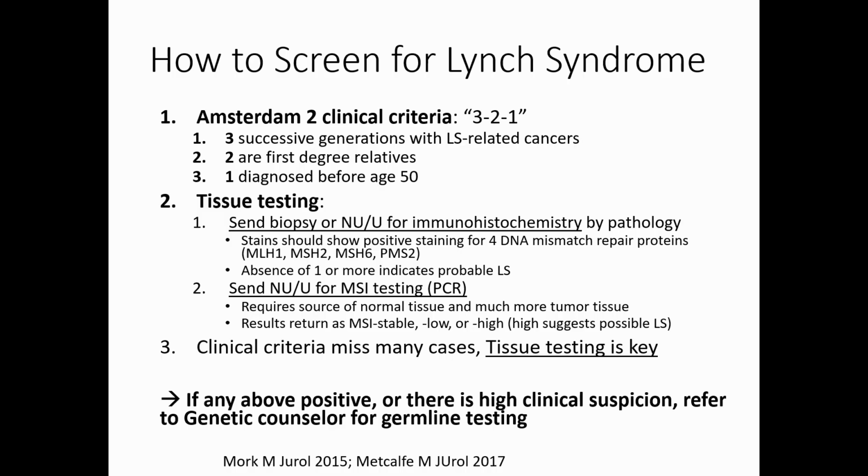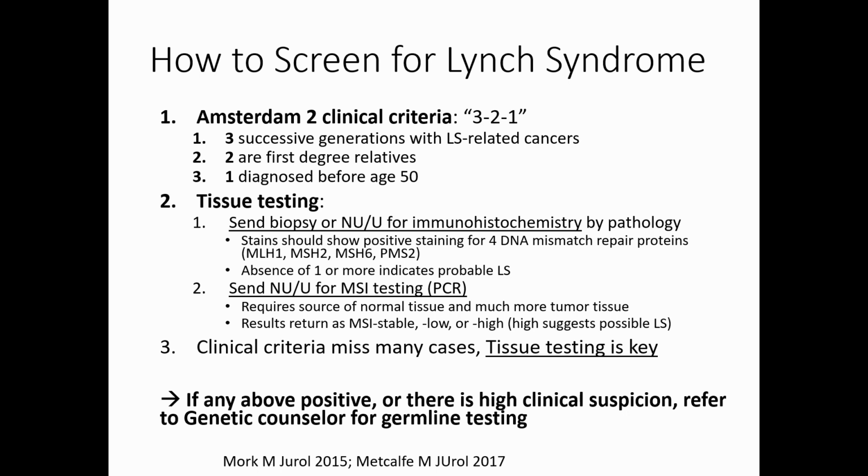So Lynch syndrome is the one thing that we do want to think about with this disease. There are a couple of different ways of screening for it. There are the clinical criteria, which come from the colorectal cancer world. It's easy to remember as 3-2-1: 3 successive generations with LS-related cancers, 2 of them being first-degree relatives, and 1 of them diagnosed before age 50. The patient I just showed you met none of those criteria. What we find, in fact, is that the clinical criteria actually miss a lot of cases.